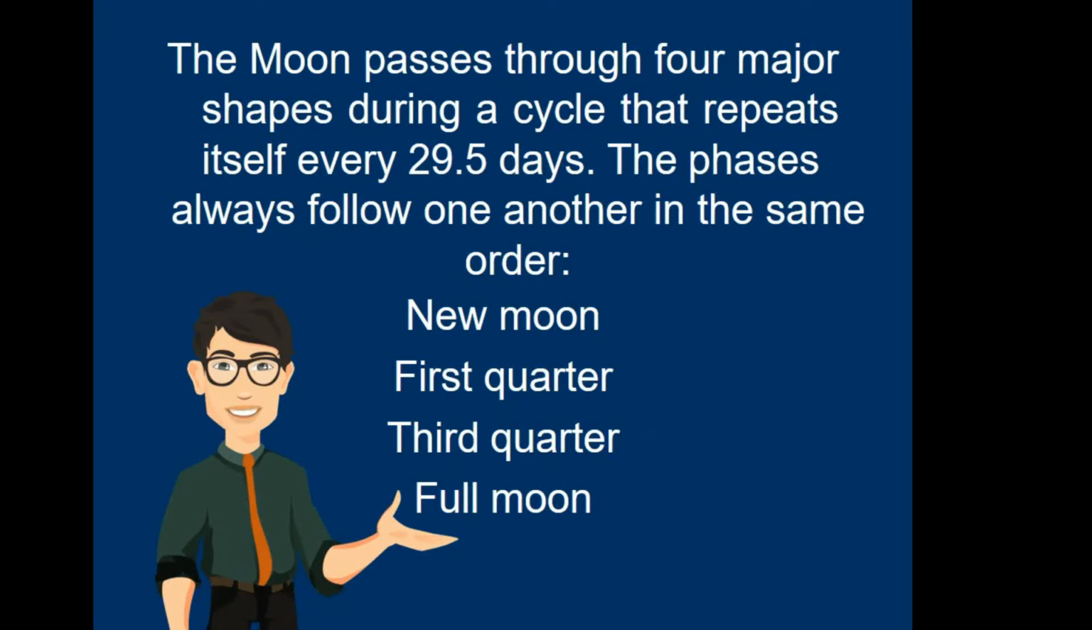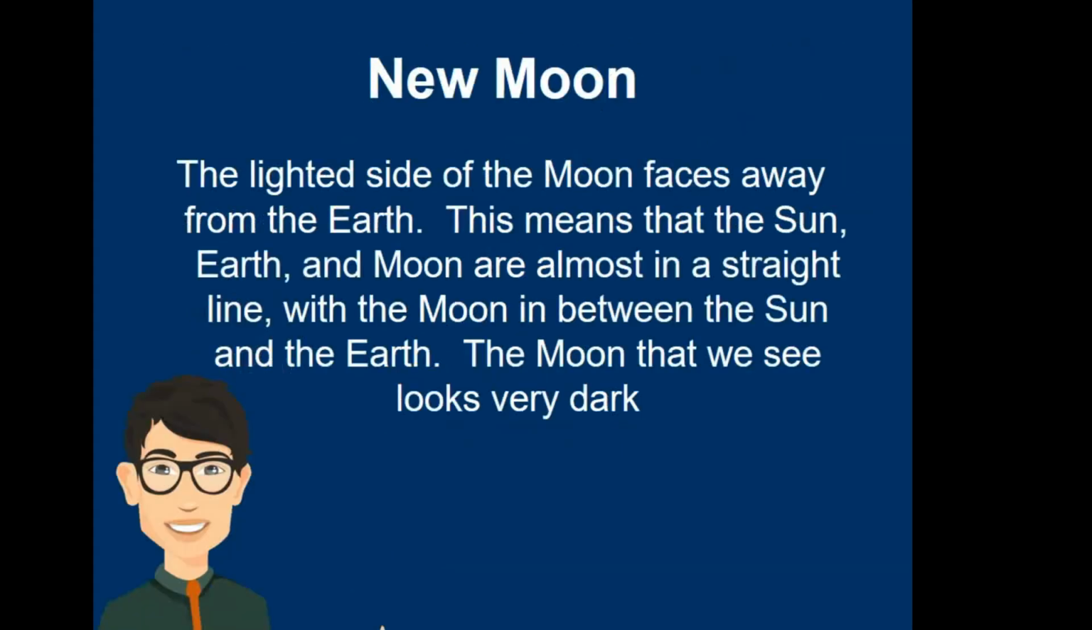The moon passes through 4 major shapes during a cycle that repeats itself every 29 1/2 days. The phases always follow one another in the same order: new moon, first quarter, third quarter, and full moon.